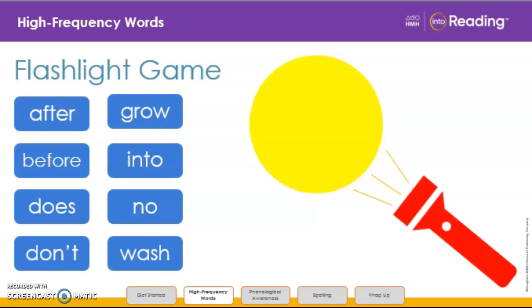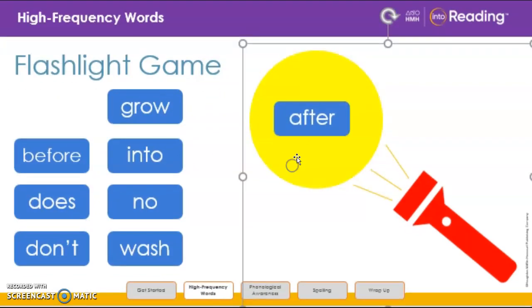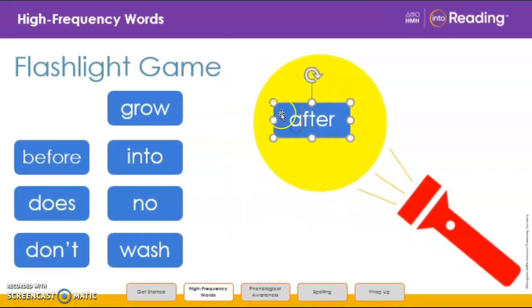And we're going to start off doing our high frequency words that you have been working on this week. All right? So we're going to play the flashlight game. What I'm going to do is pull the word over into the light, and then we're going to say it and spell it. The first word is after. Spell it. A-F-T-E-R. After.